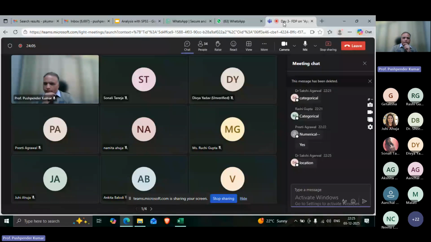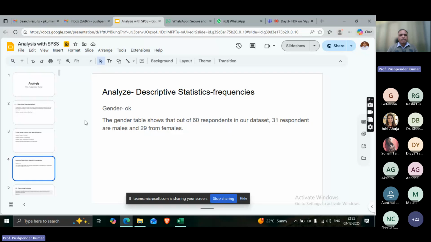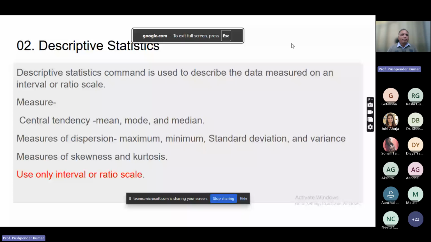Okay, location, very good, very nice. Any other? Faculty. Thank you, Dr. Sakshi. Thank you very much. Okay, great. So let's move further step by step. First we need to describe, then go for frequency. Let me continue here. Okay, finally, one more thing.